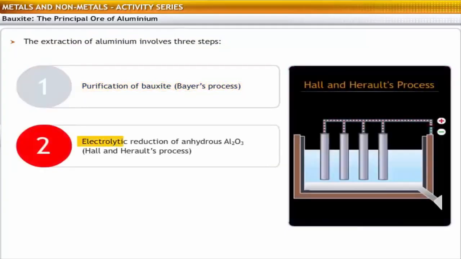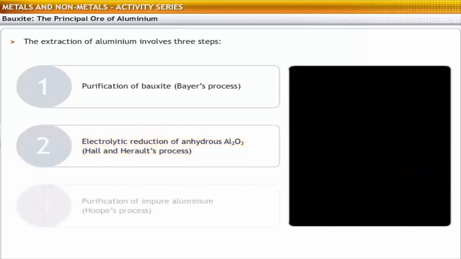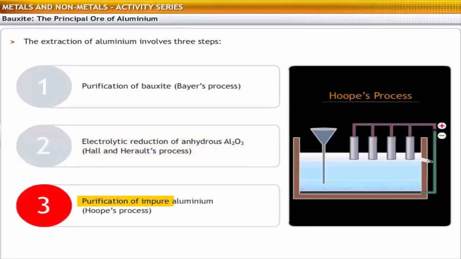Next, the electrolytic reduction of anhydrous Al2O3 by Hall and Heroult's process. The last step is the purification of impure aluminium by Hoope's process.